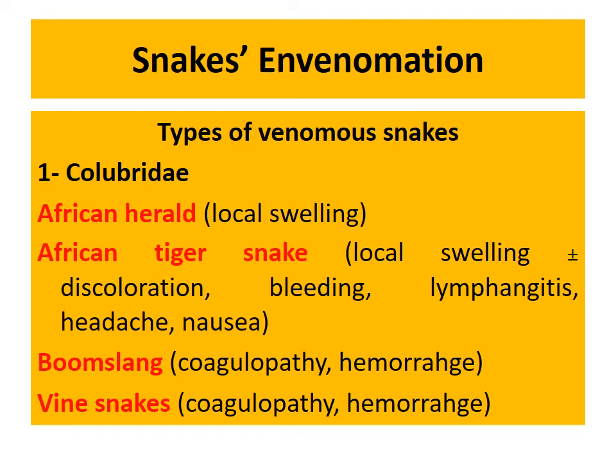The first poisonous snake family is the Colubridae family. This family has the least poisonous effect compared with other poisonous families. Examples of snakes belonging to this family: the African herald snake, a small snake producing local swelling but may also cause infection or hypersensitivity as any other type of snake. Another example, the African tiger snake, which may produce local swelling, discoloration, bleeding, lymphangitis, headache, nausea. The Boomslang produces coagulopathy and hemorrhage, and vine snakes produce coagulopathy and hemorrhage too.